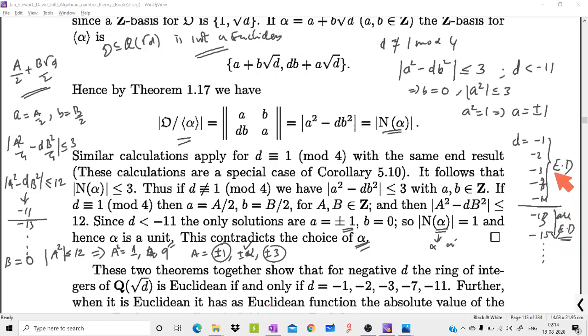quadratic Euclidean fields for all negative D. Okay, so the only possible Euclidean domains are these. In this case, one of the Euclidean evaluation functions is the norm. So this is what we call a norm Euclidean domain. Okay, so these are called norm Euclidean domains, and the rest of them are not Euclidean domains.